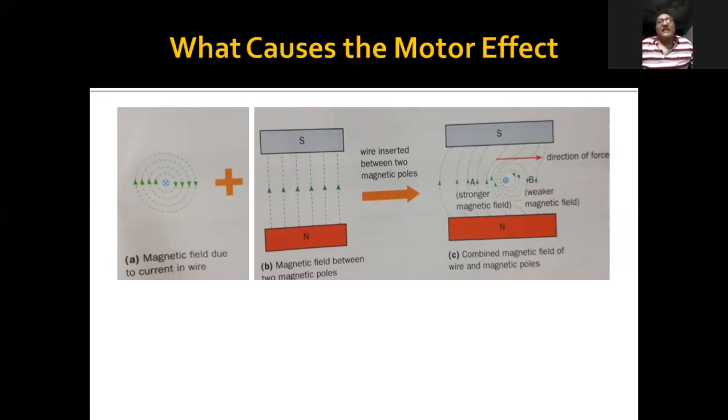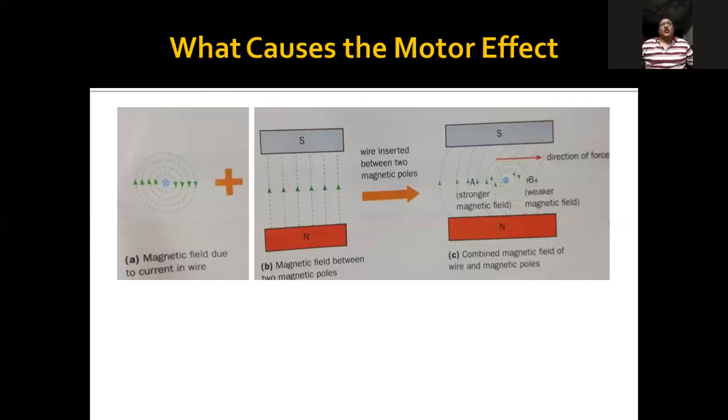This will describe why a force is experienced by a current carrying conductor placed perpendicularly to a magnetic field. Try to understand this explanation. Suppose here we have a conductor, and I have represented it with a cross. When I represent a conductor with a cross, it means that the current is going into the page. The current is going away from me, into the screen, into the plane.